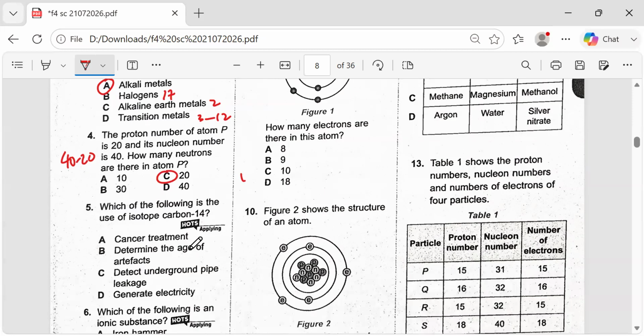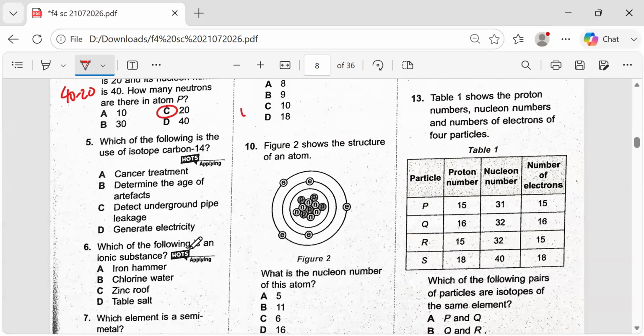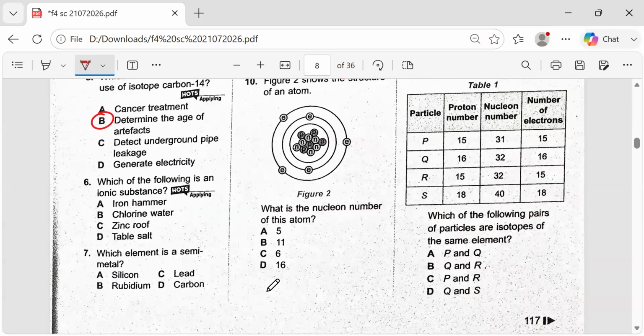Which of the following is the use of isotope carbon-14? Carbon-14 is the one whereby I told you to detect the dinosaur's age. So, the age of artifacts. Ionic must be a metal and a non-metal. Table salt is sodium chloride. Sodium is a metal, chlorine is a non-metal. D. Semi-metal, silicon. Only need to remember one, silicon.